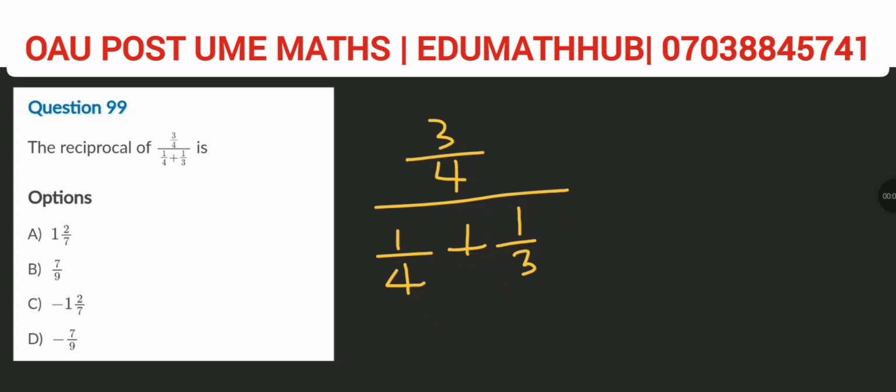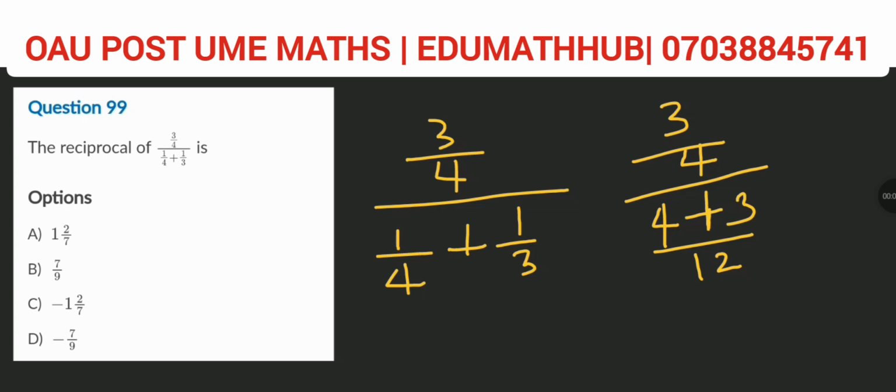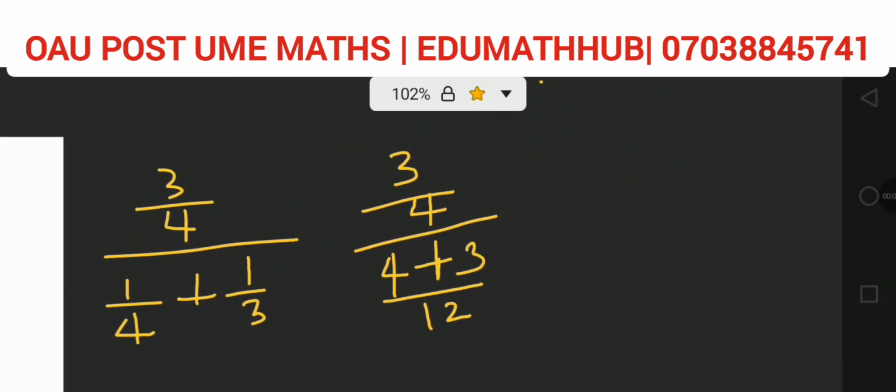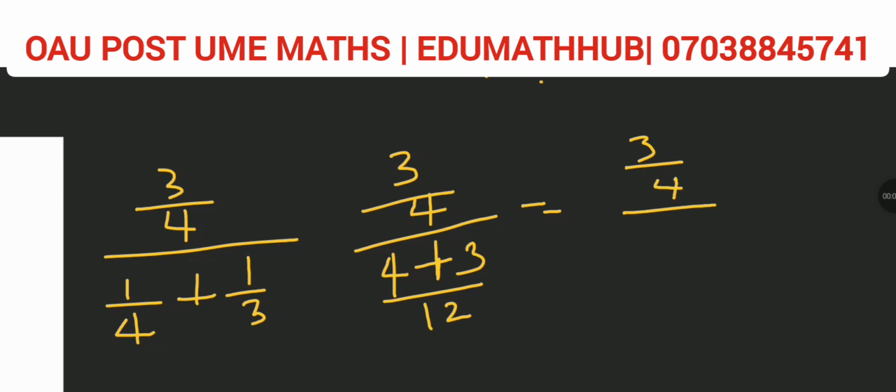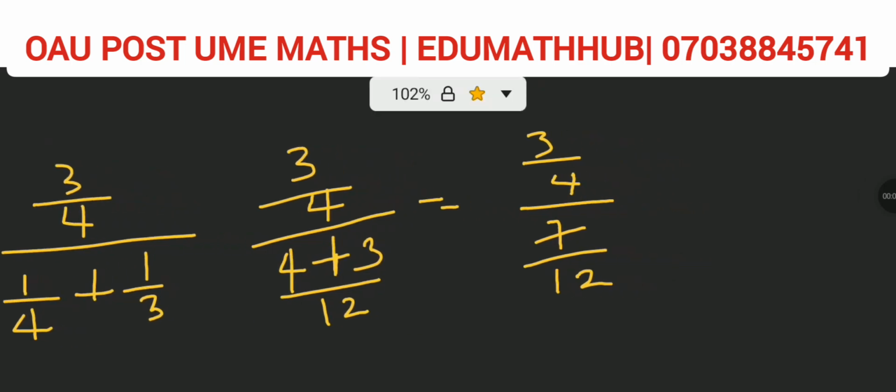Okay? So if we do that, we're going to get 4 times 1 is 4, 3 times 1 is 3, divided by, then 4 times 3 is 12. Okay, so the top will still be 3 over 4. So if you continue this way, you're going to get 3 over 4 at the top, divided by 4 plus 3 is 7, then divided by 12. So this is the major division sign here. So all you have to do is turn it to times, then find the reciprocal of 7 over 12.